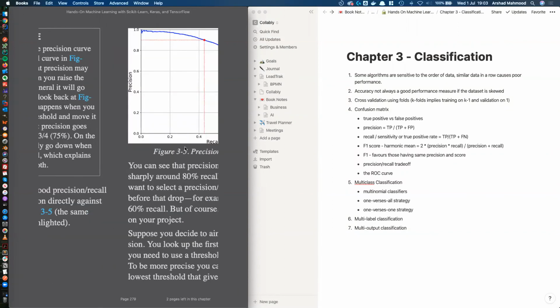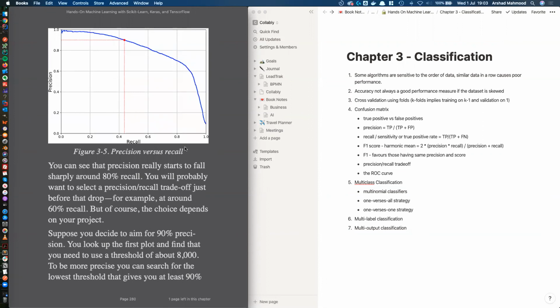So then he had precision versus recall. This is a graph of the two. At around 80% recall, precision really starts to fall off. You will probably want to select a precision/recall trade-off just before that drop, for example at around 60%.